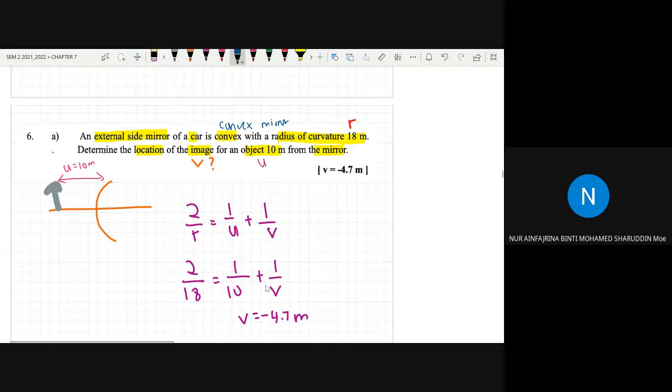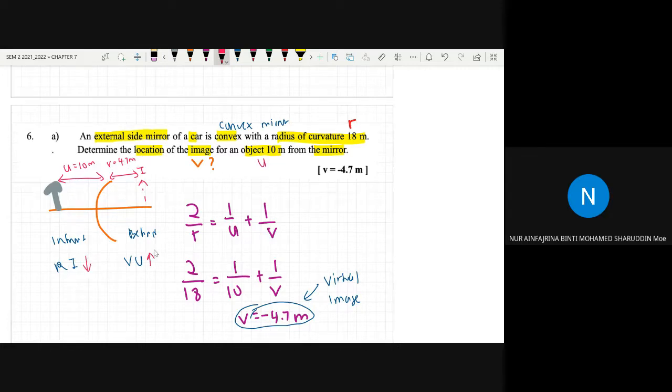Okay UL, Miss wants to ask. When you get this negative, what does it mean? Is it a real image or virtual image? Virtual image. So where is the virtual image? In front of the mirror or behind the mirror? Behind. Behind, very good. So we use the concept of review. Okay, so it is a virtual image and it is upright. So your image is here. And your image is 4.7 meter from the mirror. So remember, review. Okay, very good UL.